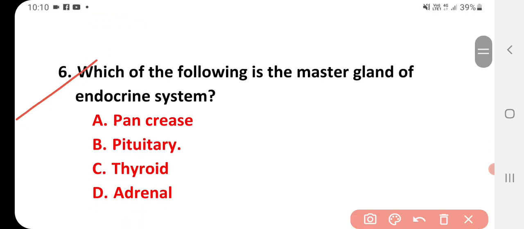Next, sixth, which of the following is the master gland of the endocrine system? Pancreas, pituitary, thyroid, adrenal. So pituitary is the master gland of the endocrine system. Option B.